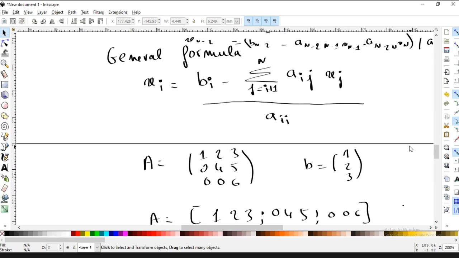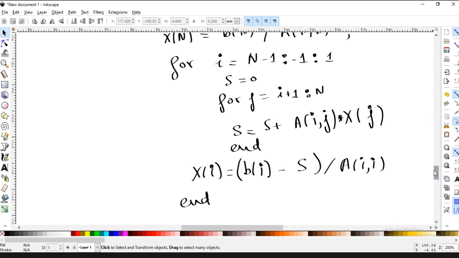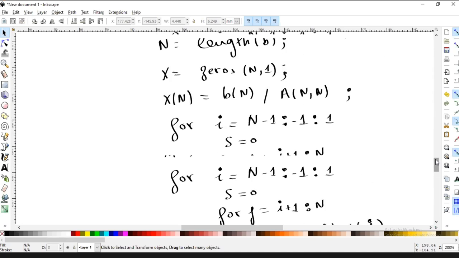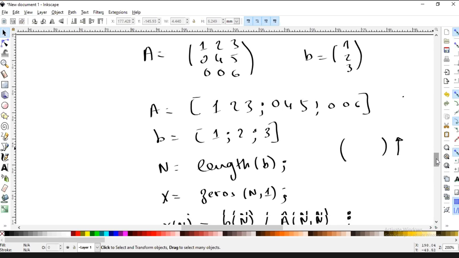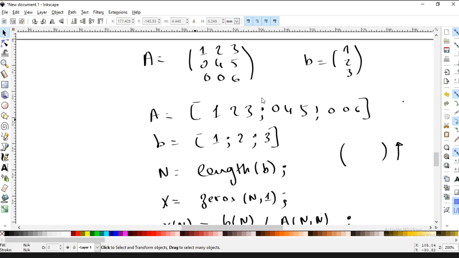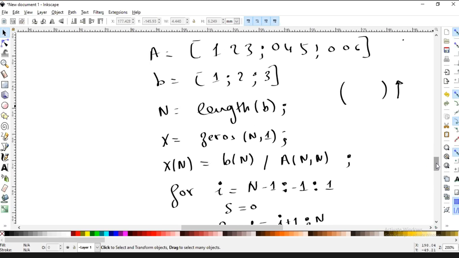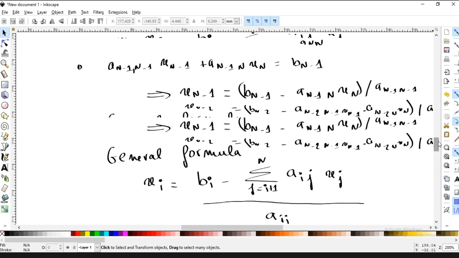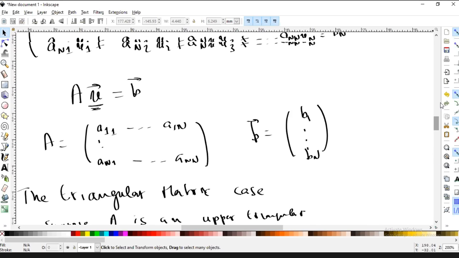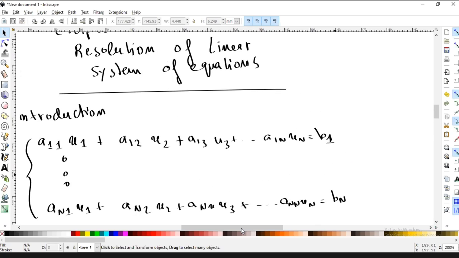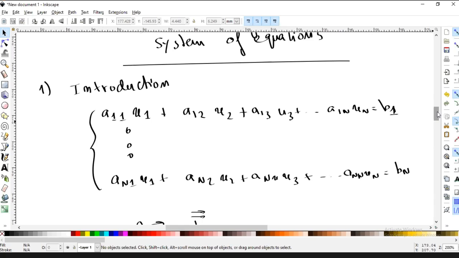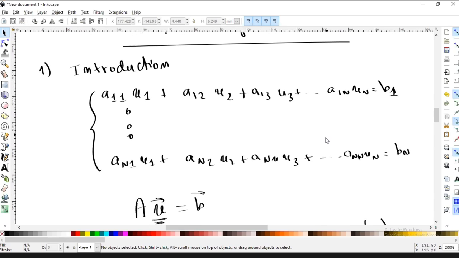Now this is the general formula. So you can try to put this in MATLAB code and see if it works and what it gives. And after you verify, A times x should give you b. This is for the triangular system of equations.